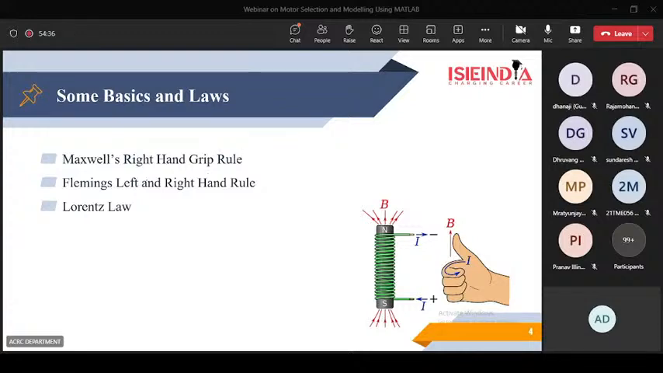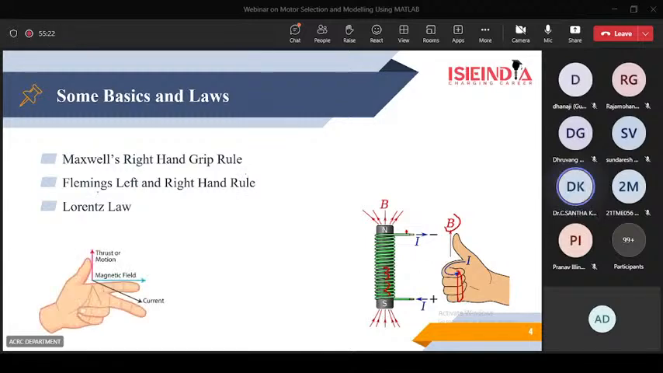Maxwell's right hand grip rule talks about the direction. Suppose the current is going through this conductor, this wire, which is turned over a core. When the four fingers of the hand point in the direction of the current, the magnetic field is in the direction of the thumb. This is the Maxwell right hand grip rule.